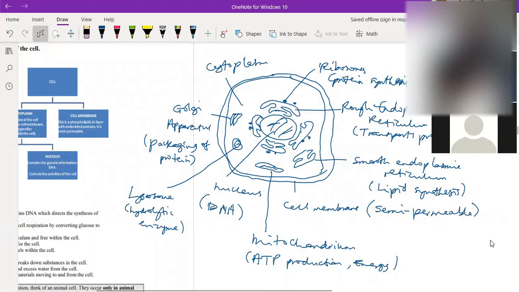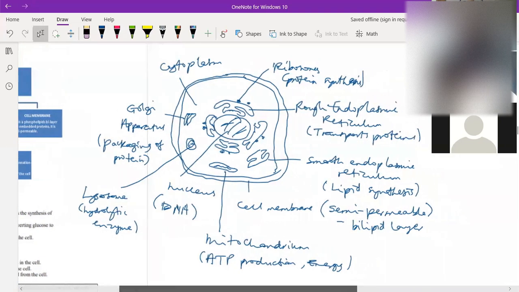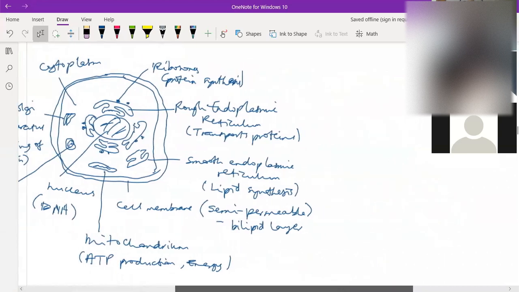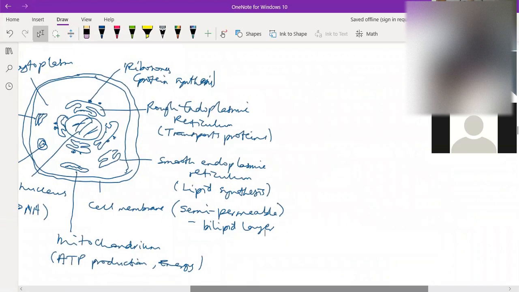It's made up of a bilipid layer. So this is a bilipid layer. And then you have some proteins going in and out of it. I'm going to draw it here for you to see how it goes.